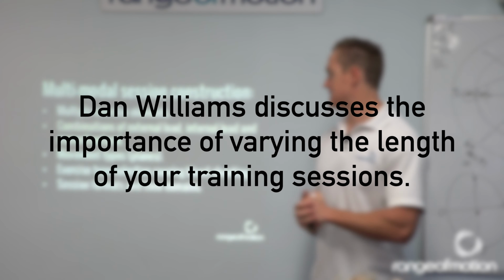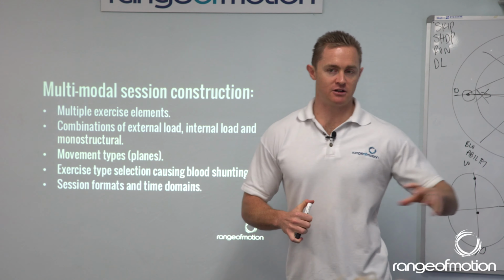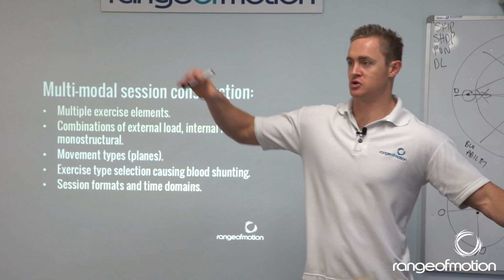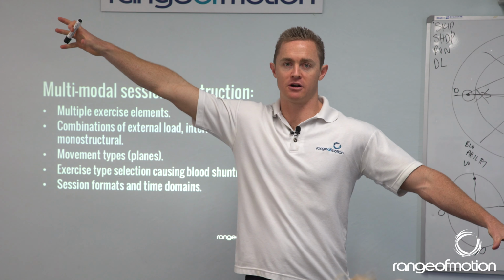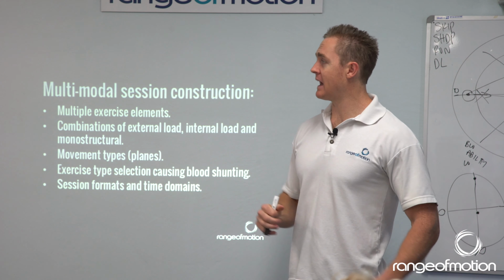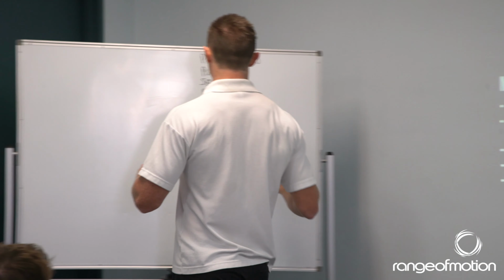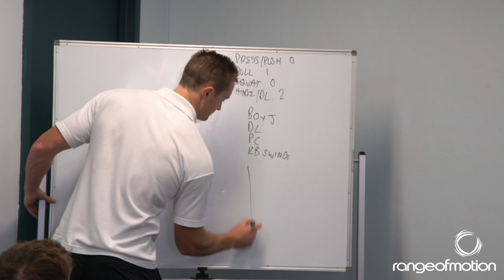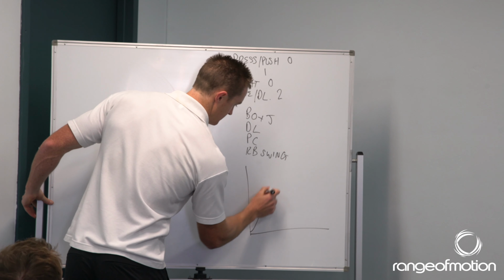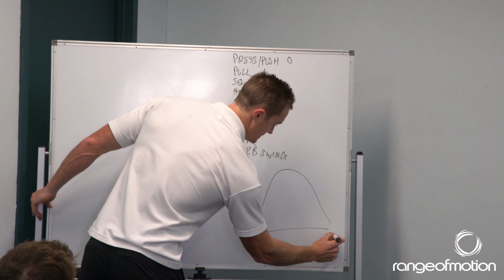But session formats and time domains, just make sure that you're sometimes doing stuff that's only 10 seconds long, you're sometimes doing stuff that's 30 plus minutes long, and there's an even distribution through that. Now what we can do is look at like a bell-shaped curve and say, all right, this is 10 seconds, this is 60 minutes.